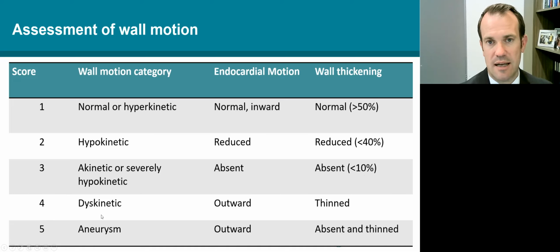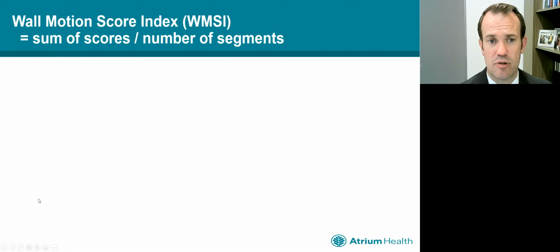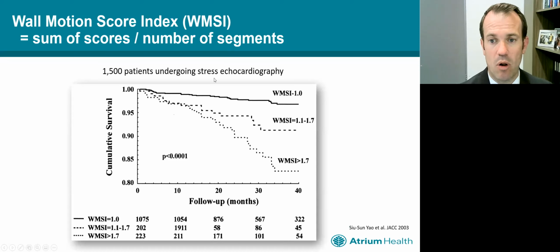A 4 indicates dyskinetic motion, where there is an outward motion and the wall is thinned, and a 5 for aneurysmal, again outward motion where wall thickening is absent or thinned. We use this scoring system to create a wall motion score index. Basically, this is the sum of all the scores divided by the number of segments. So if you have a 1, which is normal, for every segment, and you divide it by the number of segments, that's 1. So a wall motion score index of 1 is normal.